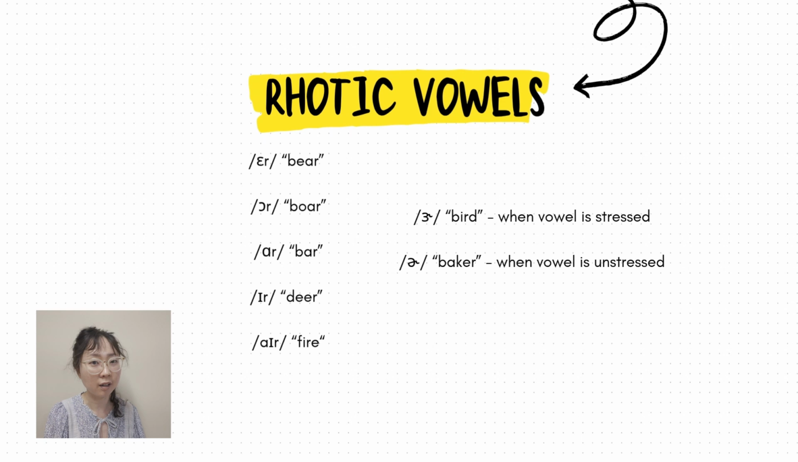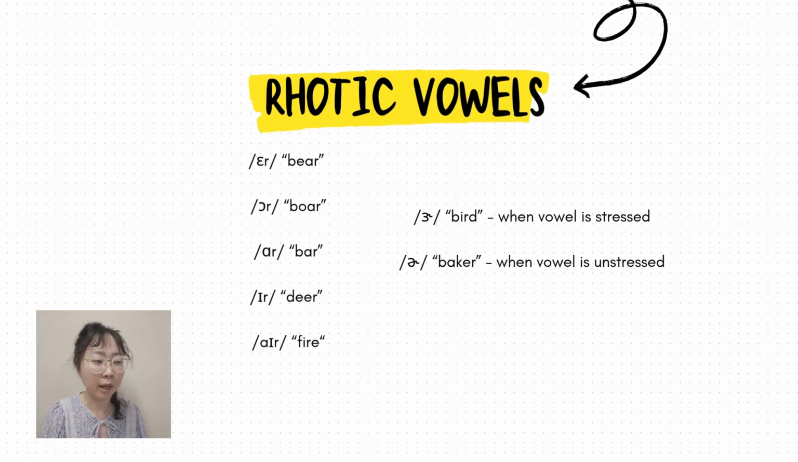They're called R-colored because of the vowels and the R. These are all the ones that are not found in Chinese. I believe there's the, or R. It's represented with the ER, but it sounds like the R sound as in bar.